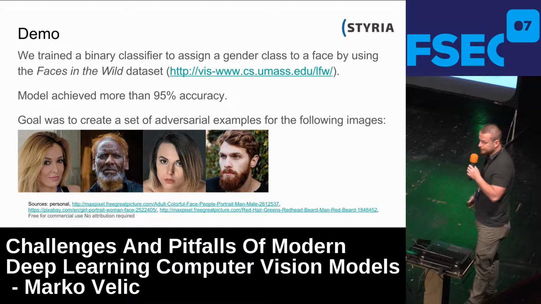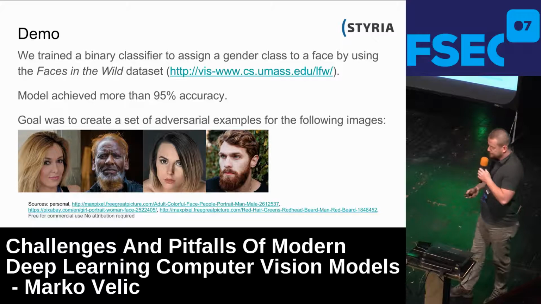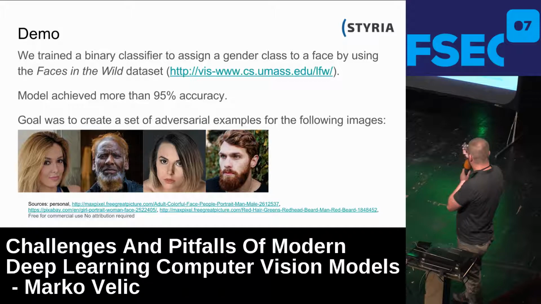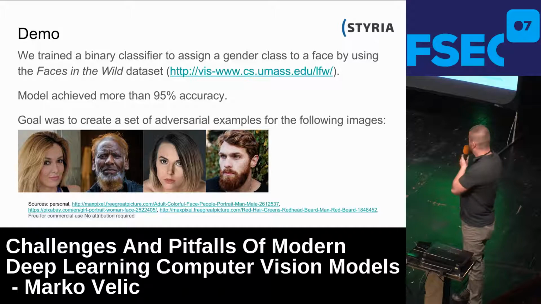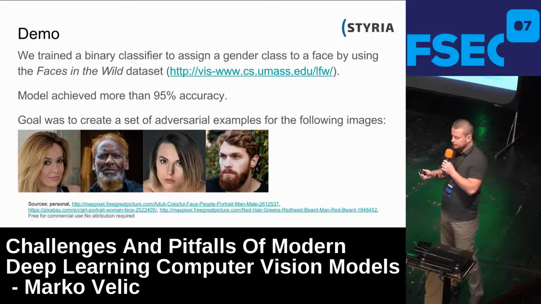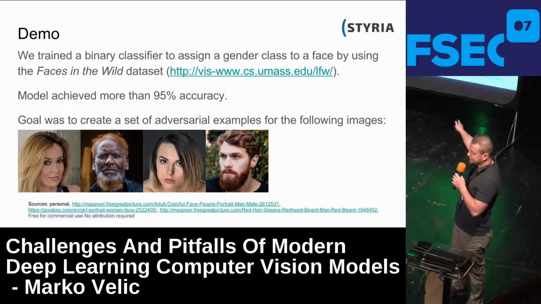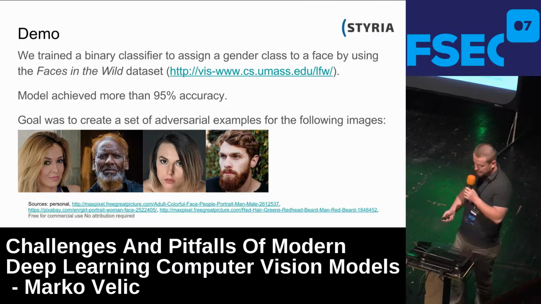Now these four images that you can see below are images that were not part of the Faces in the Wild dataset, and we want to create images which would be indistinguishable from these images, and the network would classify them completely wrongly. So how do you do this?